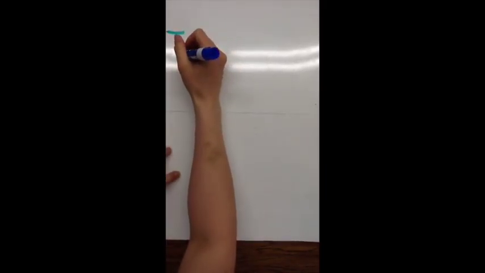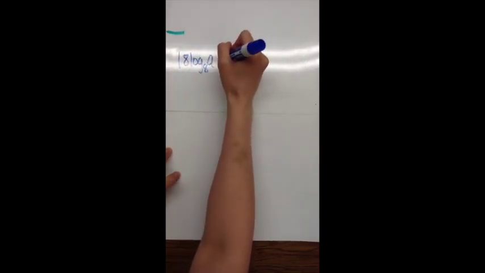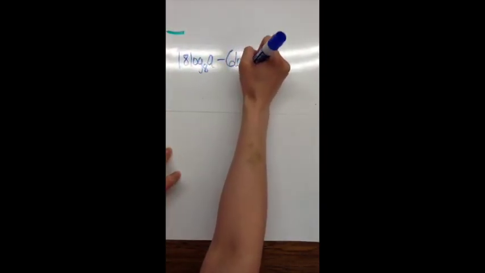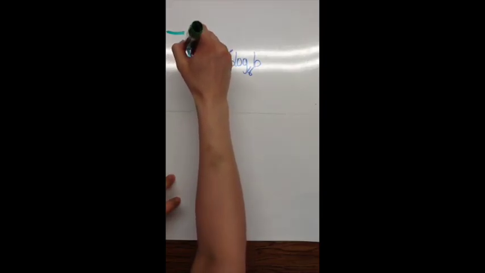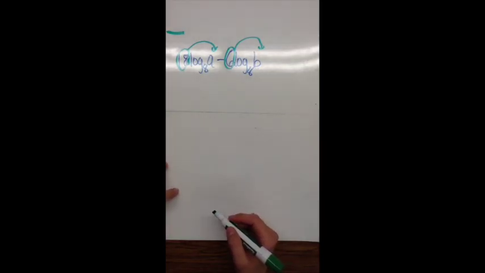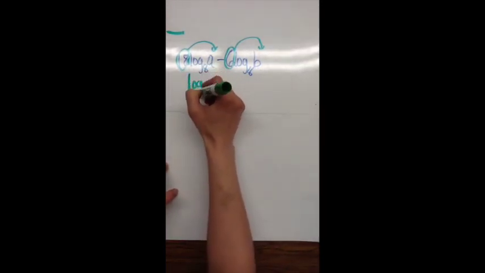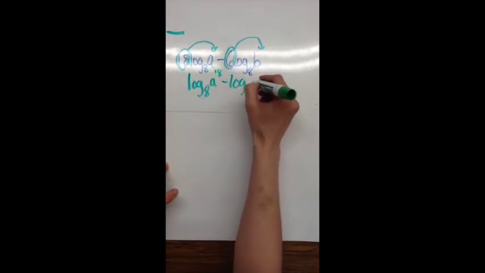Okay. So if I give you one that looks like 18 log base 8 of a minus 6 log base 8 of b. So what I'm going to do here is any number that's being multiplied out in front, I'm going to move it to a power for the of spot. So the 18 moves here, and the 6 moves here. So then I'll end up getting log base 8 of a to the 18th minus log base 8 of b to the 6th.